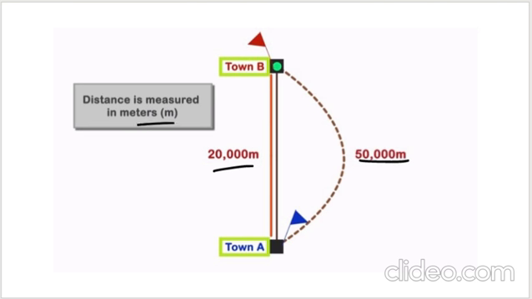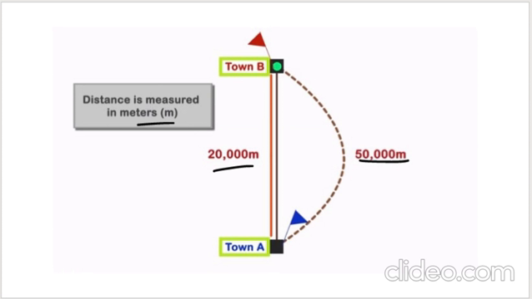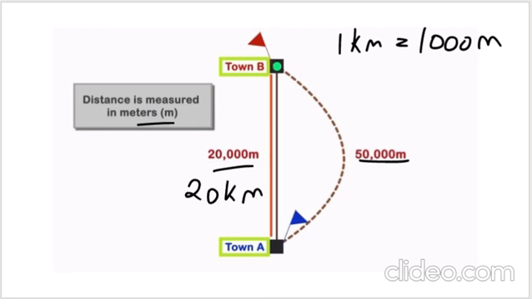What is the distance from town A to town B? 20,000 meters when I go by the straight path. Now, what can we explain from this? Is it a scalar quantity or is it a vector? Now, if I talk about kilometers, 1 kilometer is equal to 1,000 meters. Correct? So this means that the straight path is 20 kilometers and the detour is 50 kilometers.